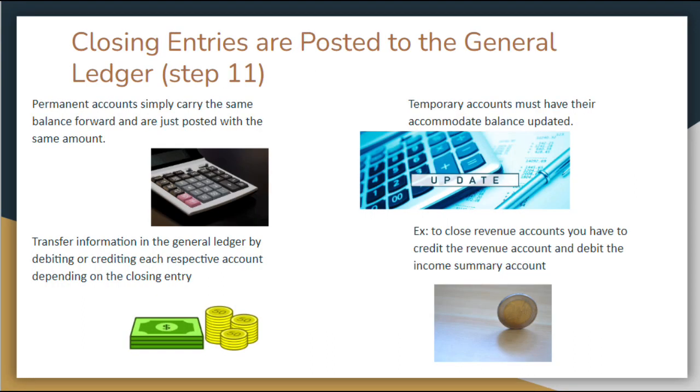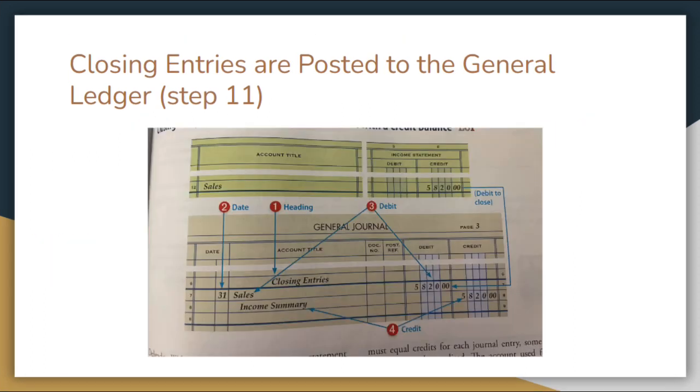The closing entries are posted to the general ledger, but permanent accounts are not adjusted, obviously. Those are just going to carry the same balance forward, and they're posted with the same amount. And the information is transferred in the general ledger by debiting or crediting each respective account, depending on their closing entry. Your accounts must have their accumulated balance updated. And an example here is that to close revenue accounts, you have to credit the revenue account and debit the income summary account, which is shown on the general ledger. This is again the same example that I used earlier with sales and income summary. This would be recorded in the general journal for step 11.